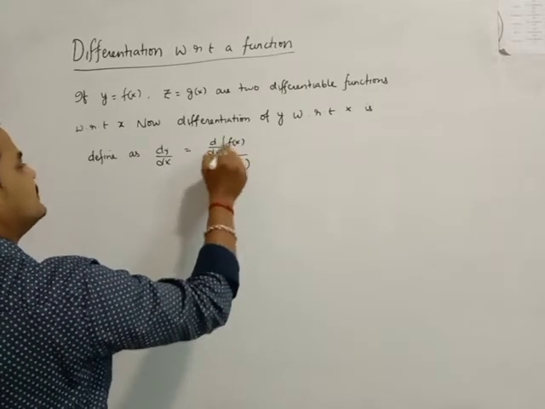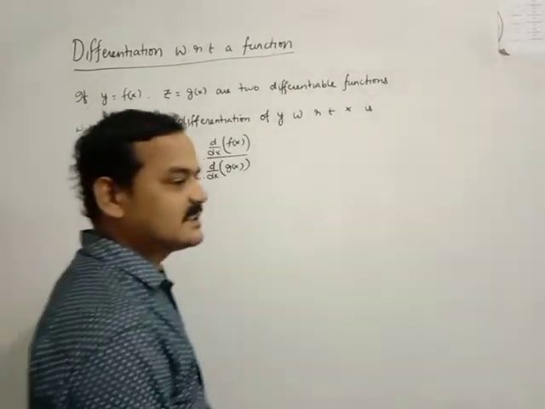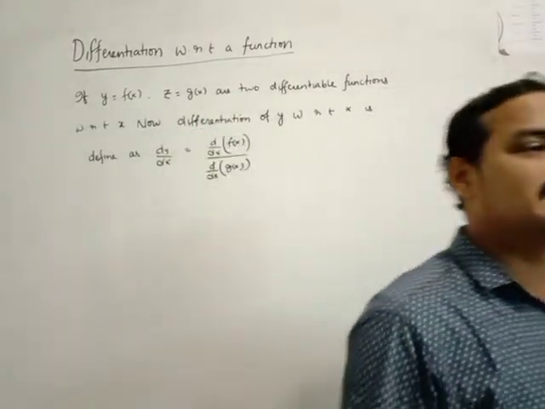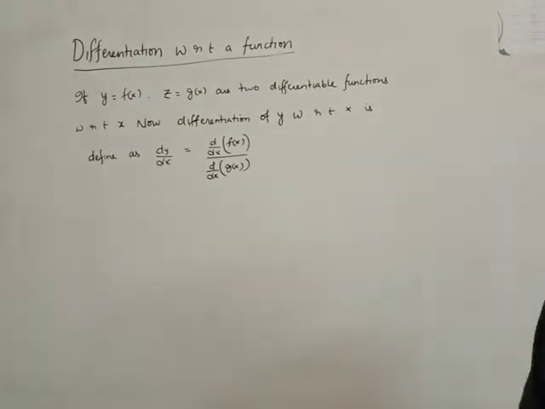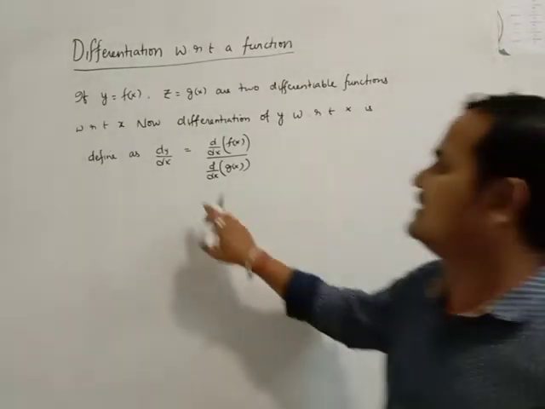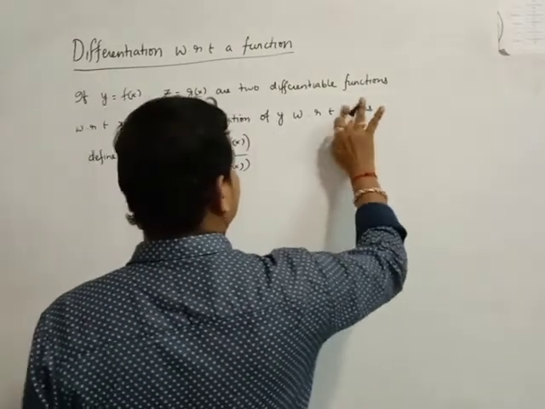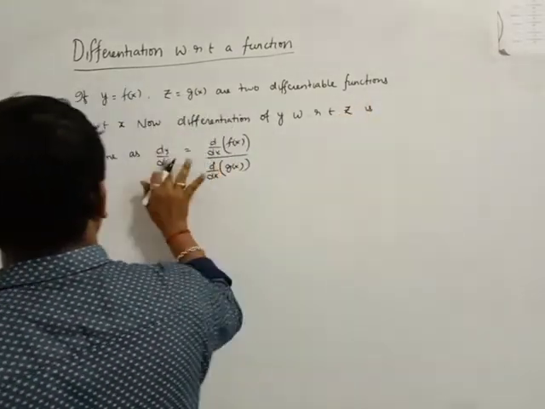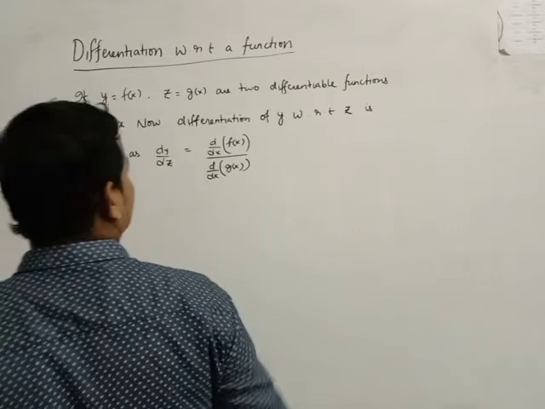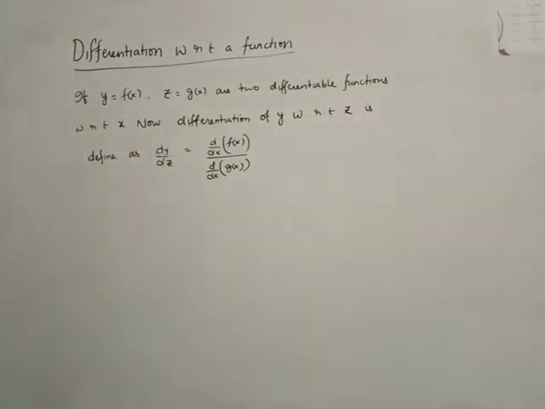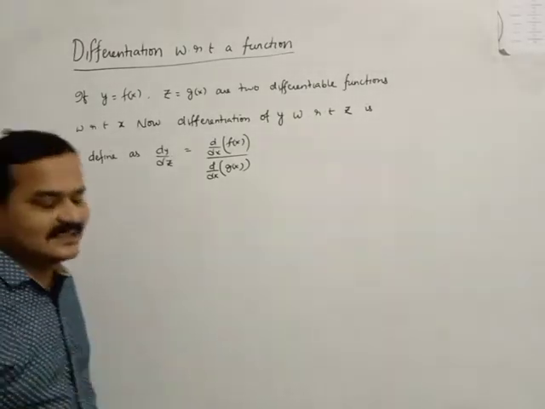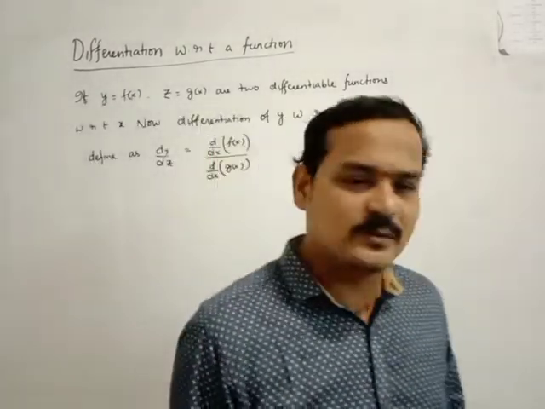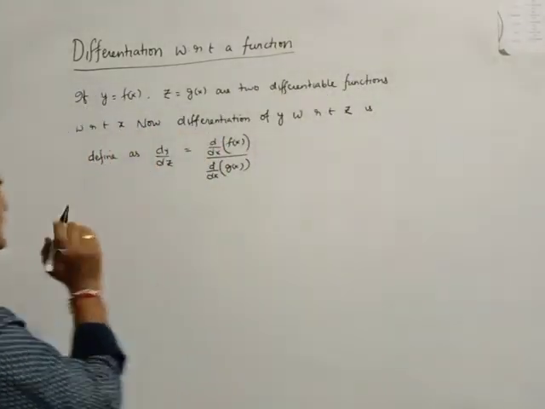It means you take x as a parameter and differentiate y and z with respect to x: dy by dz is equal to d by dx of f of x divided by d by dx of g of x. Don't think too much about the theory at first; I will give an example.